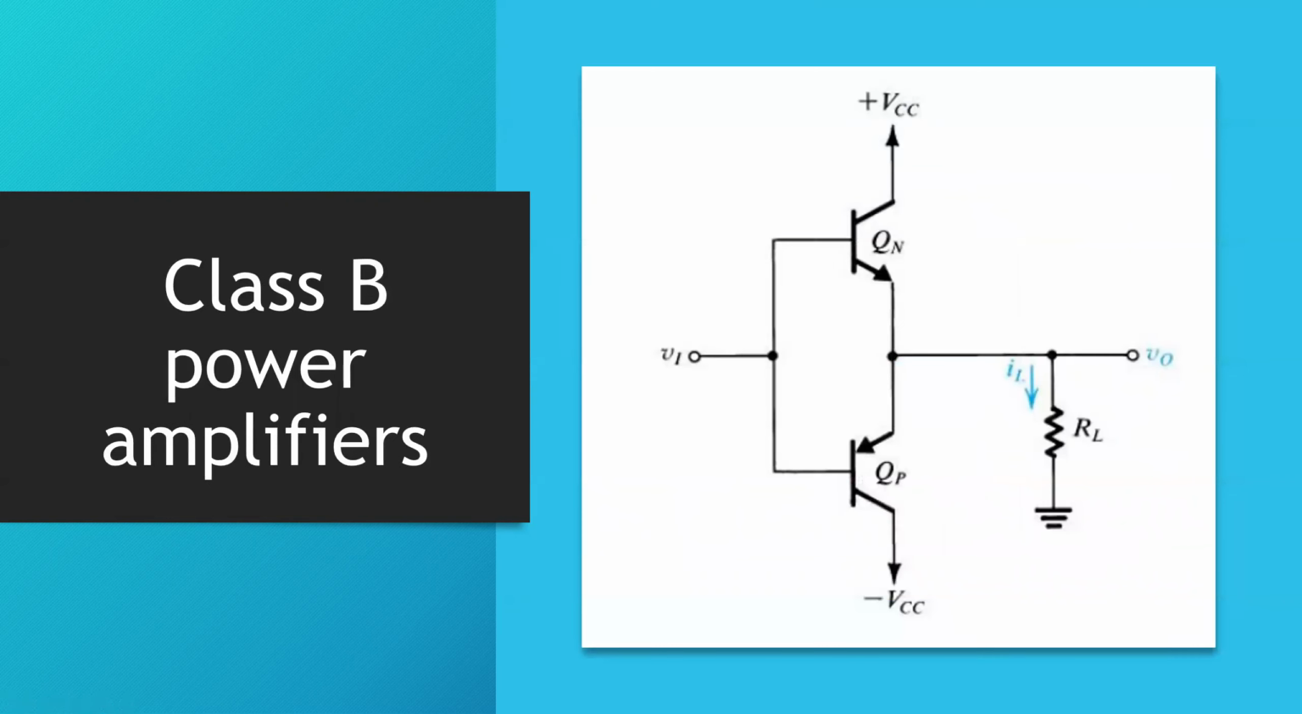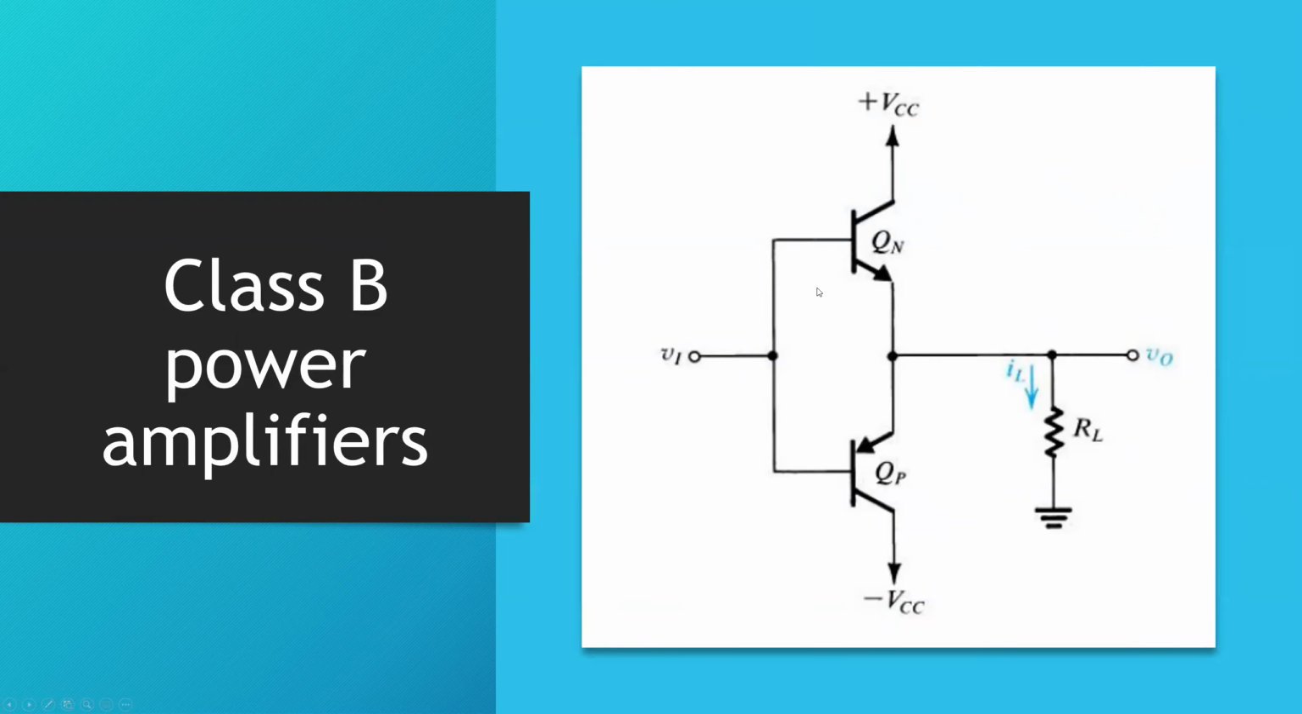Now, why would we design a Class B power amplifier? This is a schematic, a circuit showing a Class B power amplifier. We can see here that there's an input at the base and the output at the emitter. So these are common collector configurations. And we can see here that this is an NPN transistor and this is a PNP transistor.